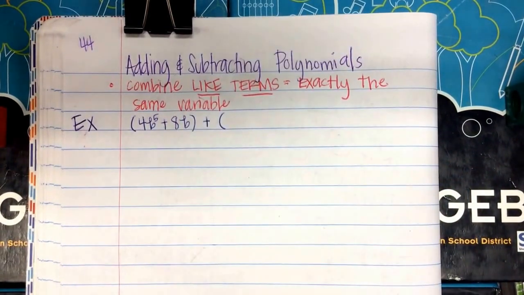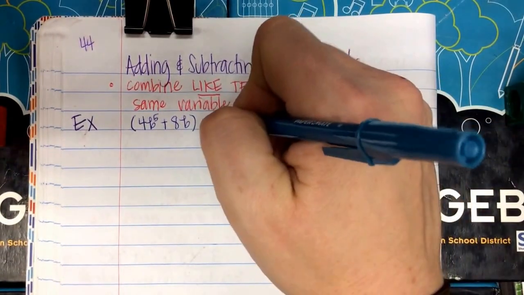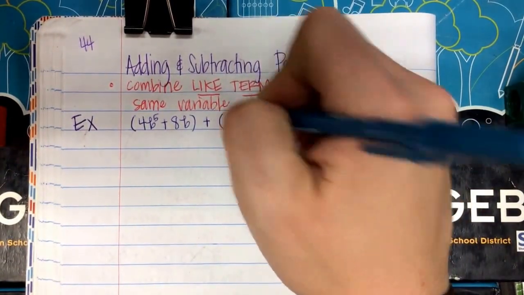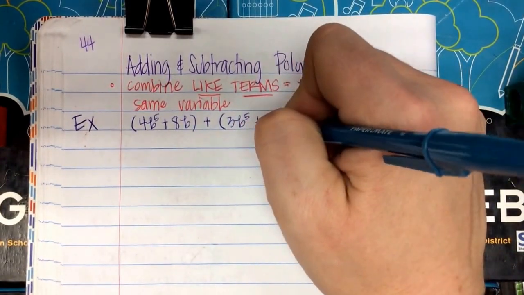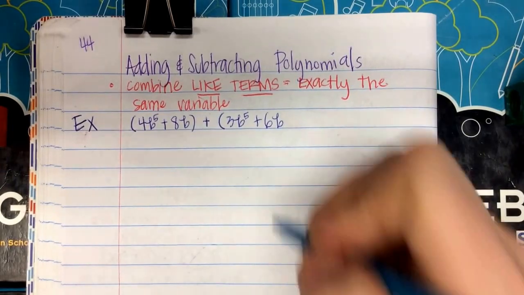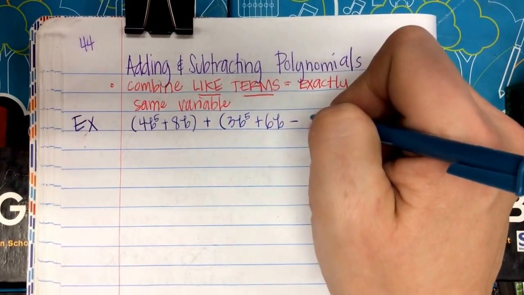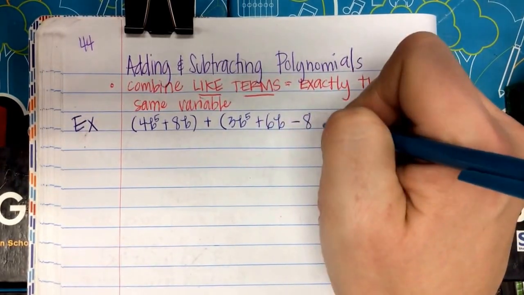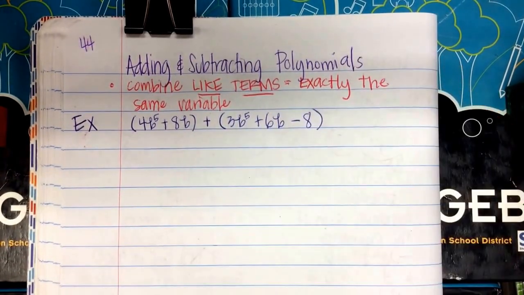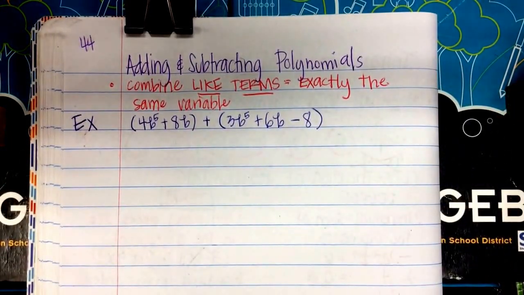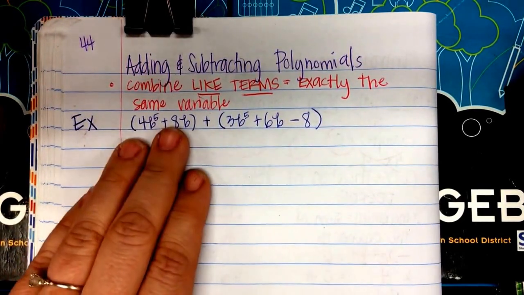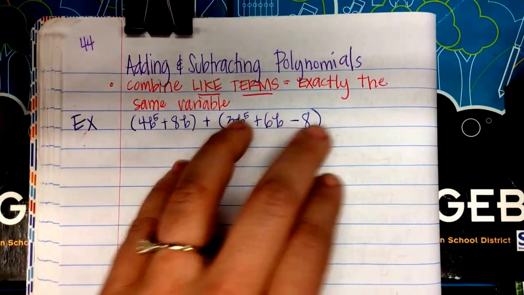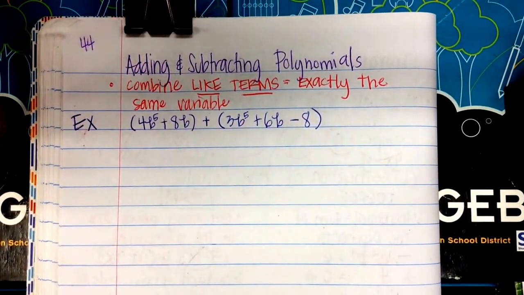Plus, and the next polynomial is 3b to the 5th plus 6b minus 8. So I have this binomial and this quintic trinomial, and I'm going to combine like terms.